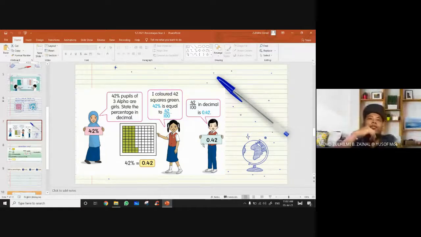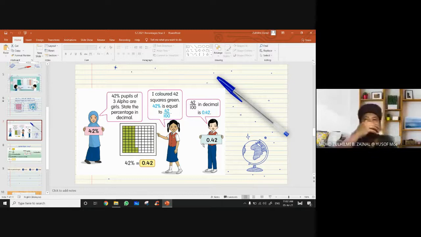Okay, this time you will learn converting the percentage into decimals. How? It's really easy. Remember last week we did decimals, which is very easy. You learned already how to convert decimals into fractions of 100, and vice versa. Kalau fractions of 100 you change into decimals.